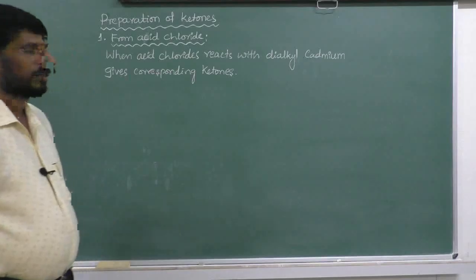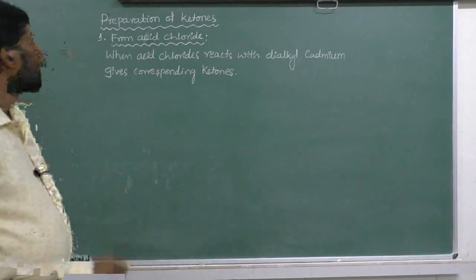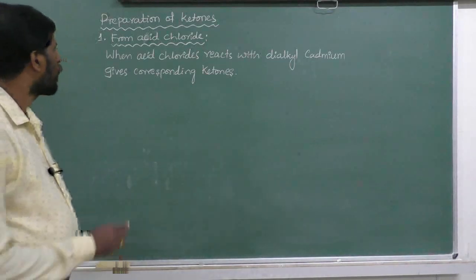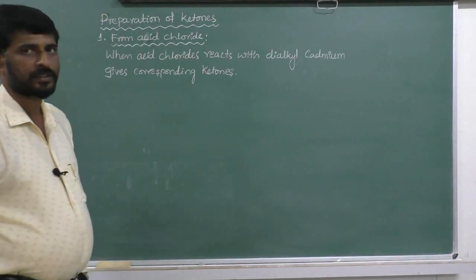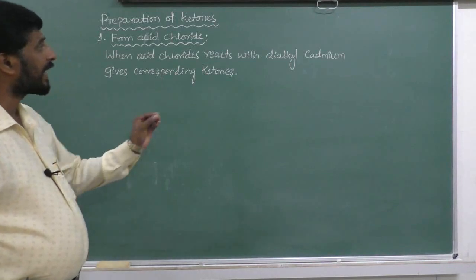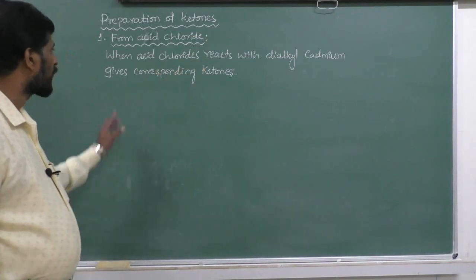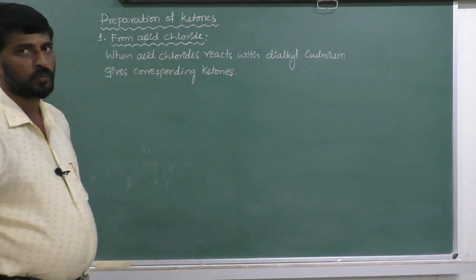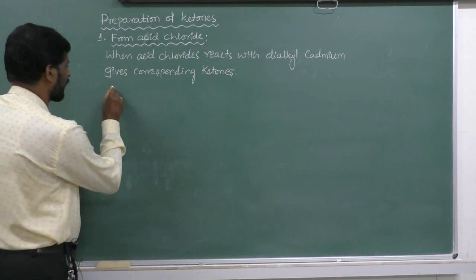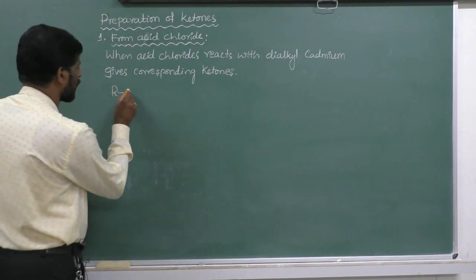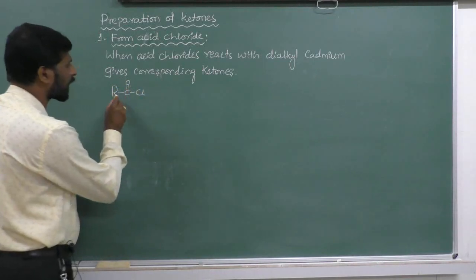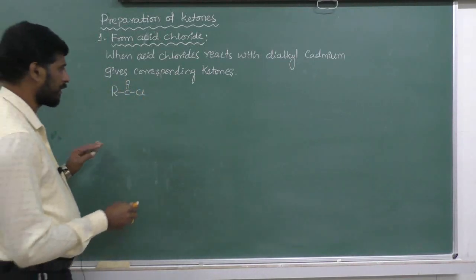Okay? Next, we will move on to preparation of ketones. The first method is from acid chlorides. Now, when acid chlorides react with dialkyl cadmium, they give the corresponding ketone. Okay? Now, see the reaction. Acid chloride, that is RCOCl, or we can call it acyl chloride.